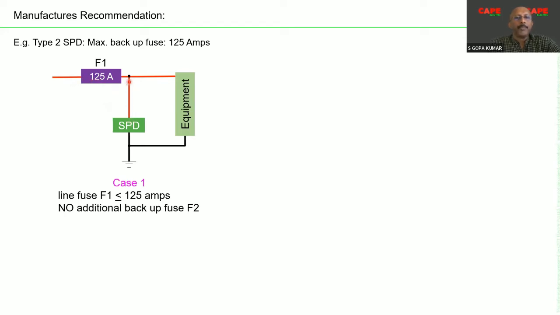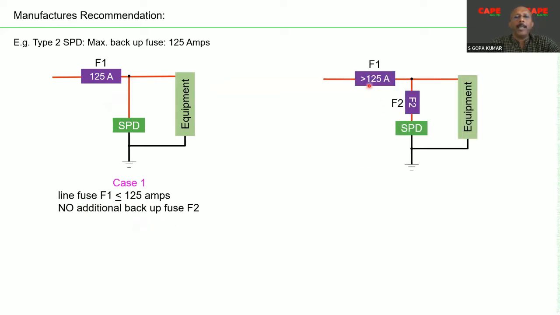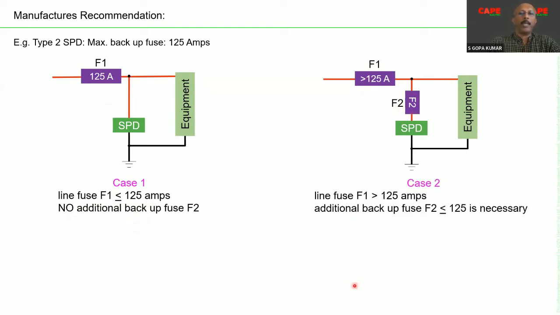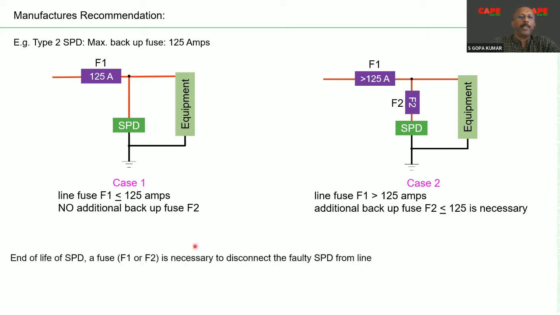Now imagine on the line the fuse is 125 amps and the SPD manufacturer says no additional backup fuse is necessary. In the second case, even though the line fuse is 125 amps, I am putting an additional backup fuse. Let us look at how these two cases work at the end of life. In the first case, once the SPD is at the last day of working, the end of life, this fuse will isolate the supply. So continuity of supply is gone. You don't have continuity of supply.